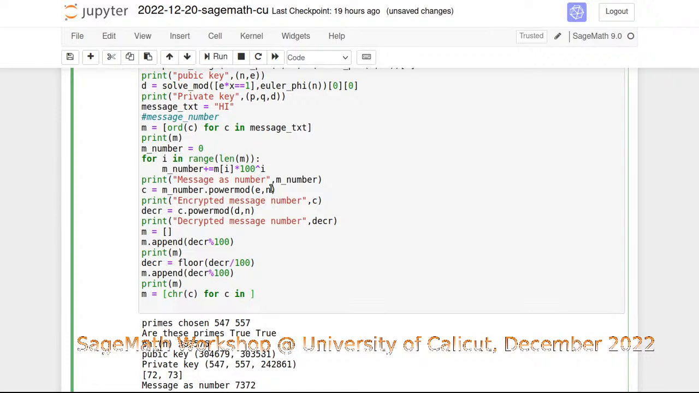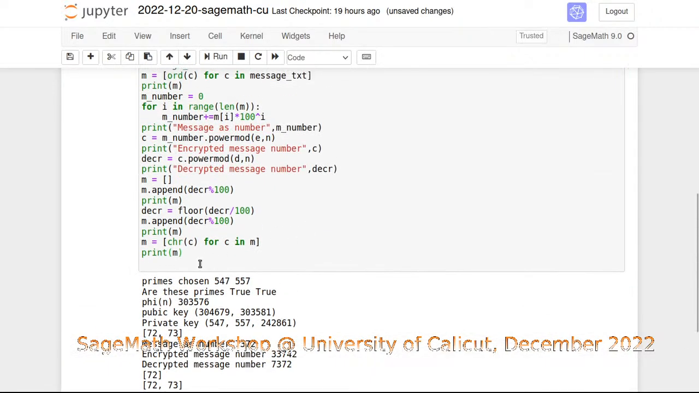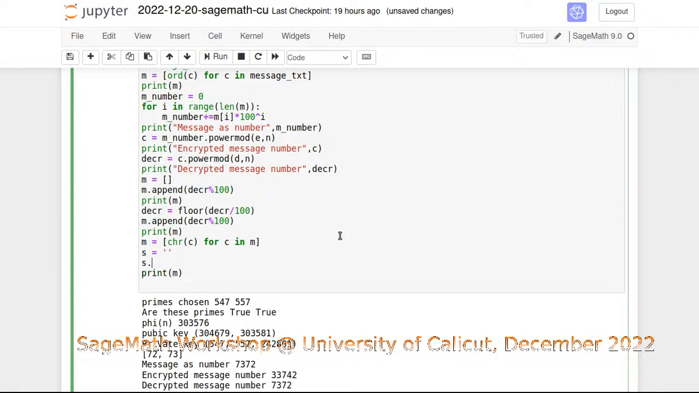Now let us convert this back to characters. For c in m, chr. And now join. Okay, join with an empty string. So how do we convert this as a single string? So we may take an empty string, in the sense that no content, and join to that.